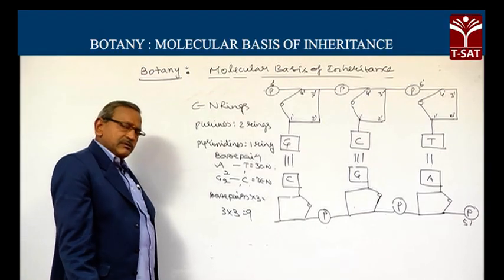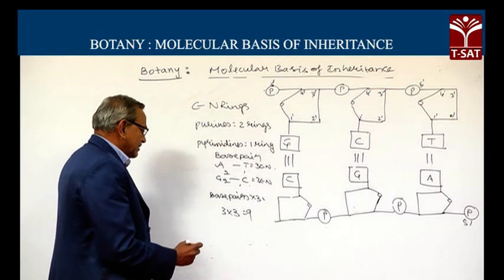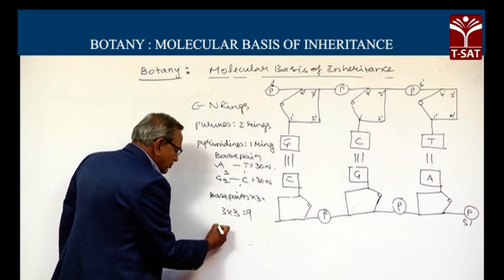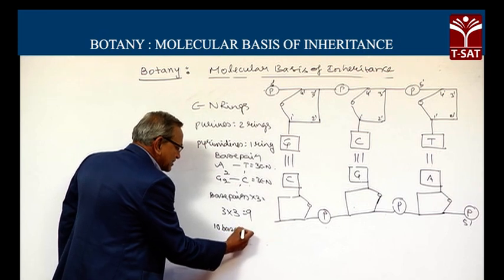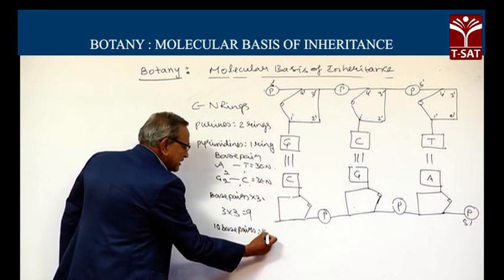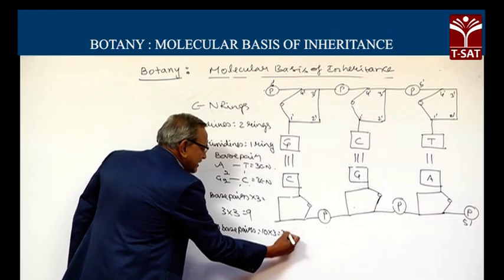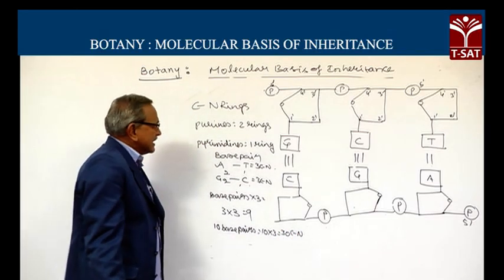This is for one turn of DNA, we will be having 10 base pairs. So that will be 10 into 3, 30 CN rings can be seen.